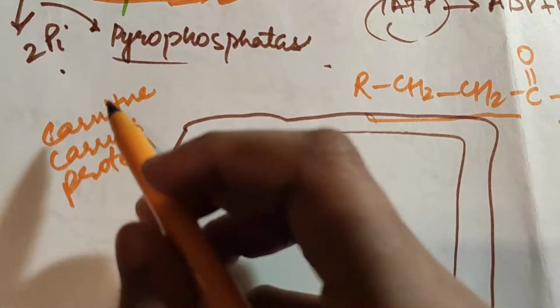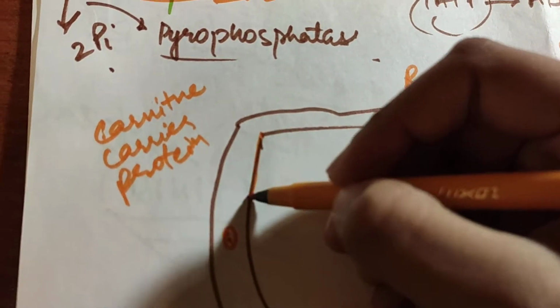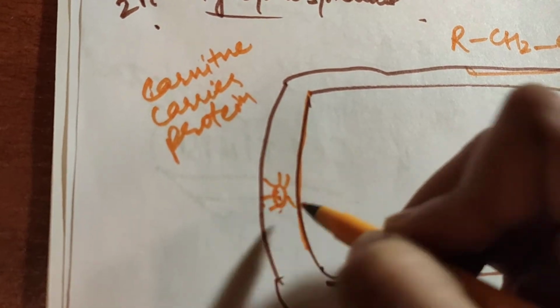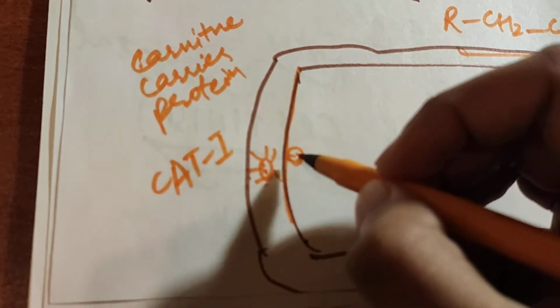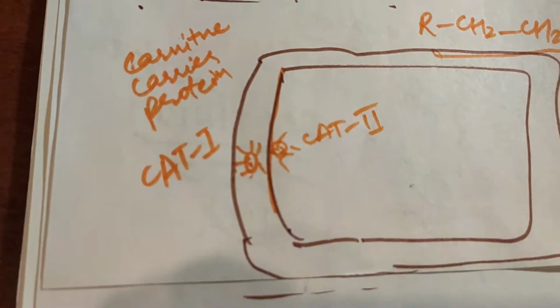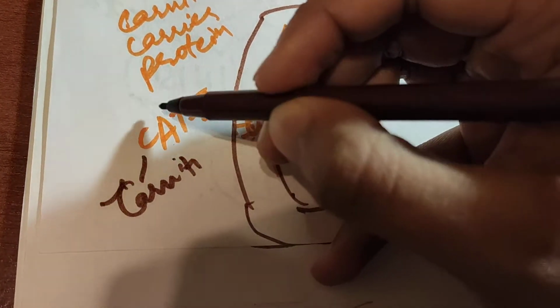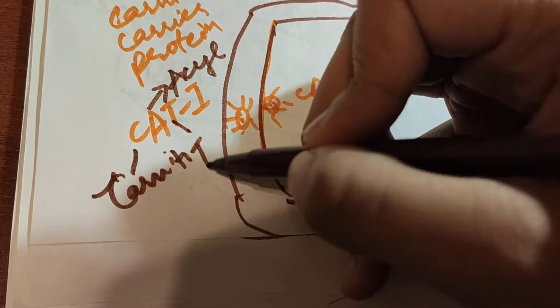So this is the carnitine shuttle system. Suppose this is the inner mitochondrial membrane. Outside the inner mitochondrial membrane, this is CAT1, and on the inner side of the inner mitochondrial membrane there is an enzyme, CAT2. Okay, what is CAT? C is for carnitine, A is for acyl, and T is for transferase.